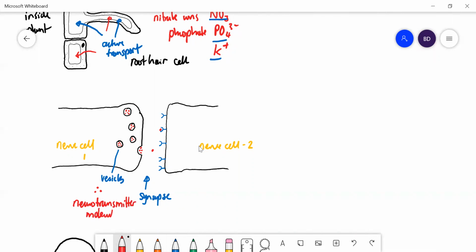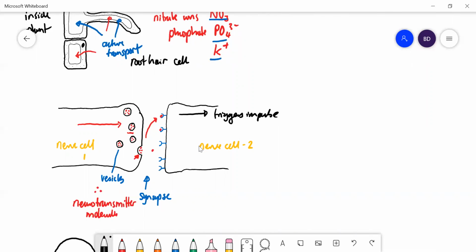Okay, and when the cell is stimulated, when a nerve impulse comes down this cell, it causes these little vesicles to join up with the cell surface and pop open. You can see one of them has just done that there. Now, the neurotransmitter has got to go across this gap, and when it binds to one of those little receptors on the other nerve cell, this then triggers another nerve impulse in the cell. So that's how the nerve impulse jumps across this gap called the synapse.